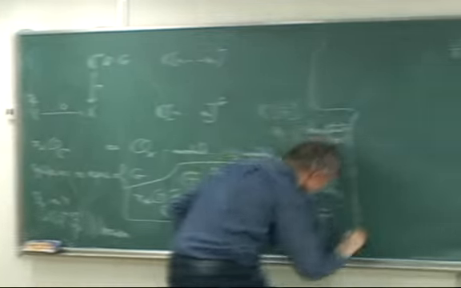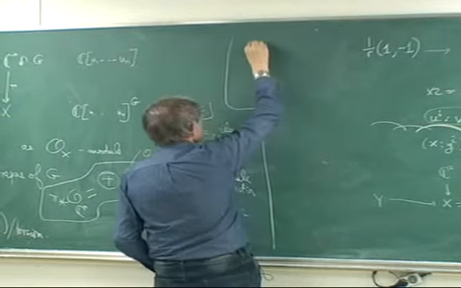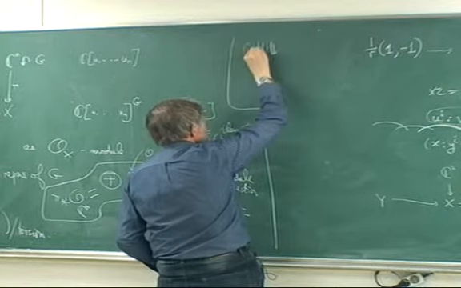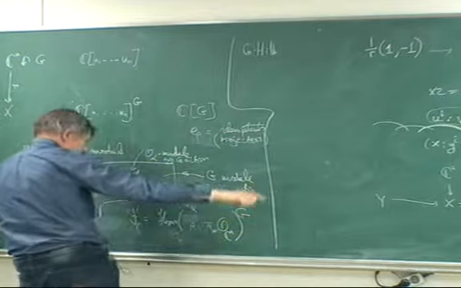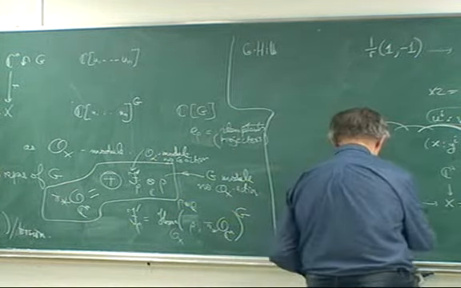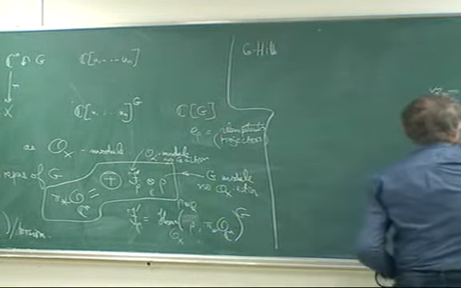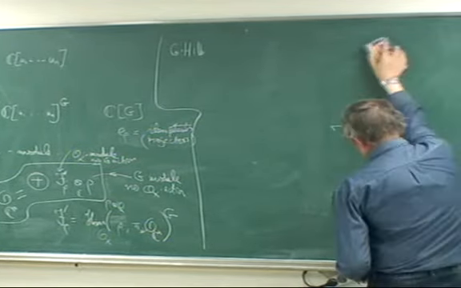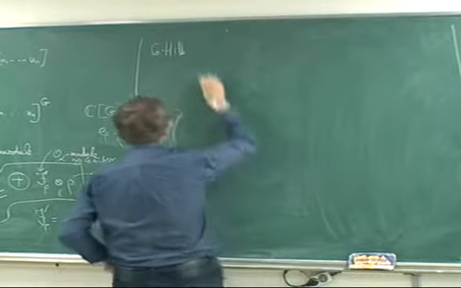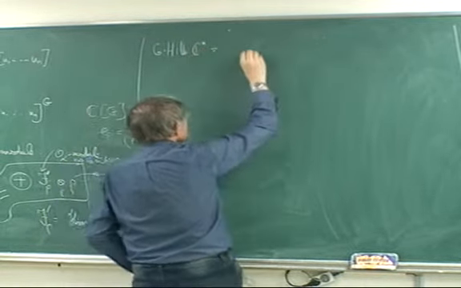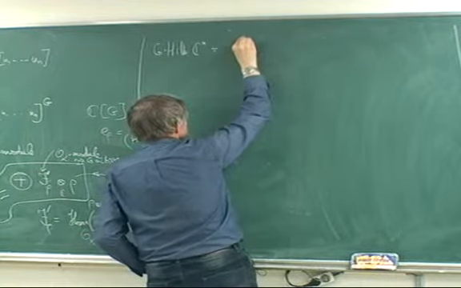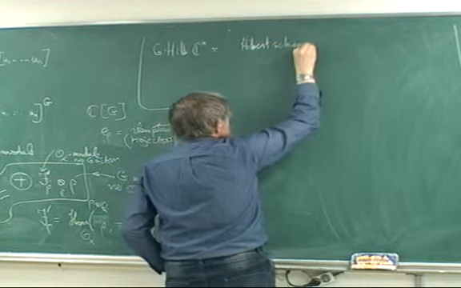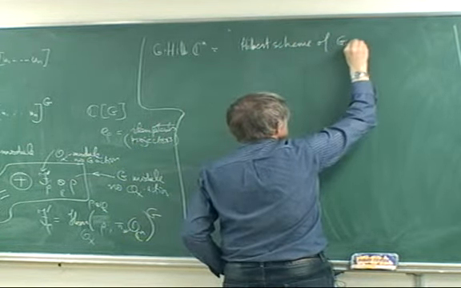So, G Hilb. Okay, I've told you what a cluster is. I've told you what G Hilb parametrizes, but I haven't told you what it is. So G Hilb of Cn is the Hilbert scheme of G clusters.